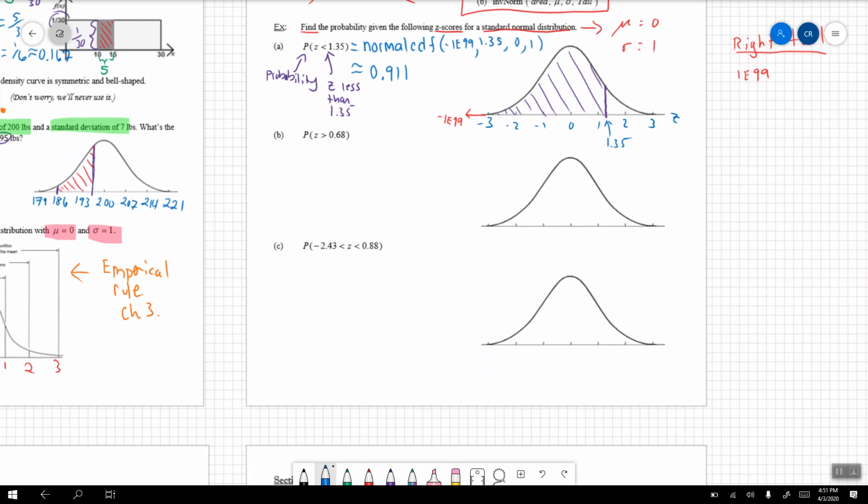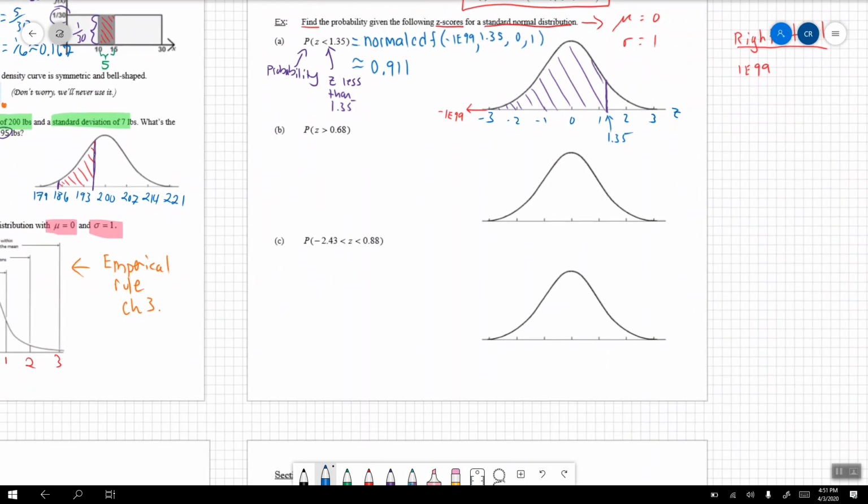Let's work on the next example. We want the probability that z is greater than 0.68. So let's first label our standard normal distribution: 0, 1, 2, 3, negative 1, negative 2, negative 3. Perfect. Now we want to identify the z-score of 0.68. It should be somewhere around here, and I'm going to draw that with a straight line. That number there was 0.68. Perfect. And all I need to do now is interpret.